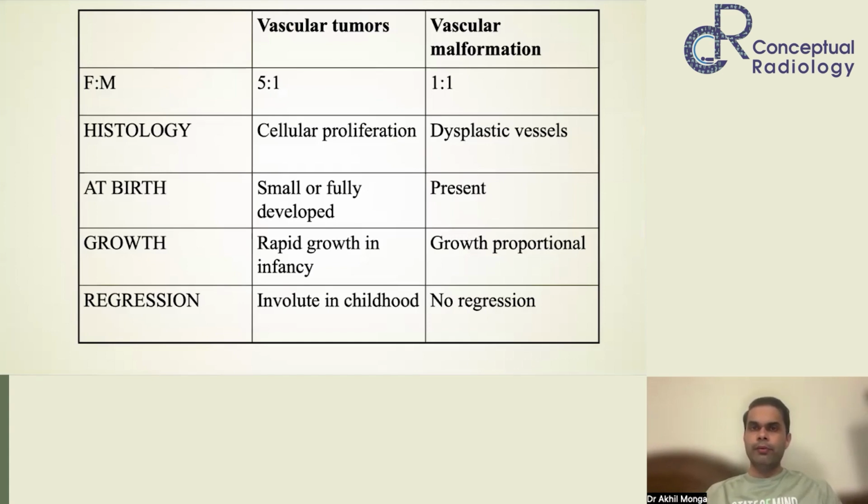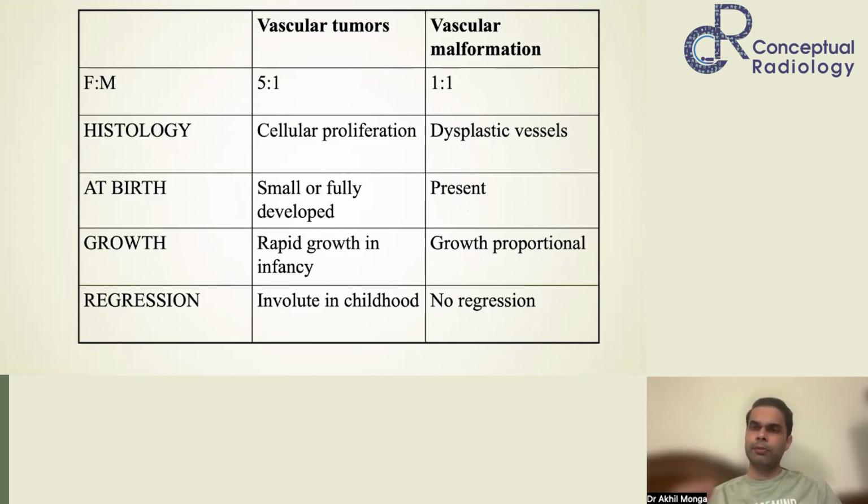The basic idea between vascular tumors and malformations is that vascular tumors have a higher predominance for females, but in vascular malformations, both males and females have a similar distribution. As I said, cellular proliferation is important. A tumor should have a mass-like structure associated with it, whereas malformations are primarily just dysplastic vessels. Both are usually present since birth. Vascular malformations are usually present at birth, whereas vascular tumors may be initially small and grow with age, or they can be partially developed in the beginning and then maybe even fully developed.